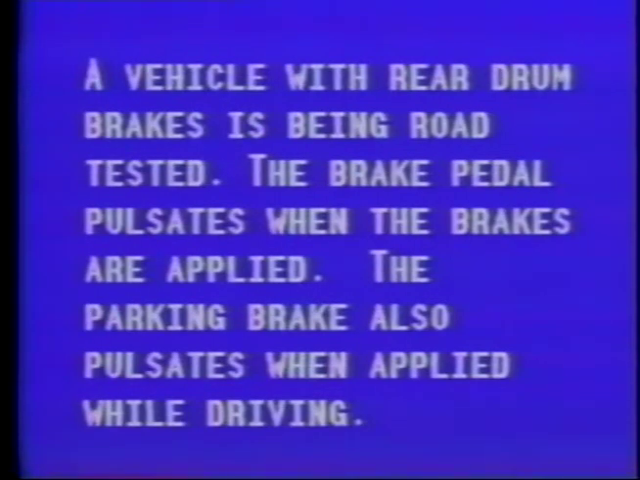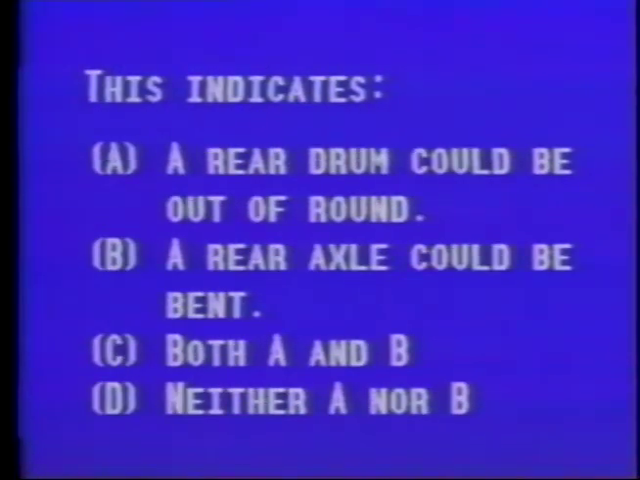A vehicle with rear drum brakes is being road tested. The brake pedal pulsates when the brakes are applied. The parking brake also pulsates when applied while driving. This indicates A, a rear drum could be out of round. B, a rear axle could be bent. C, both A and B. D, neither A nor B.